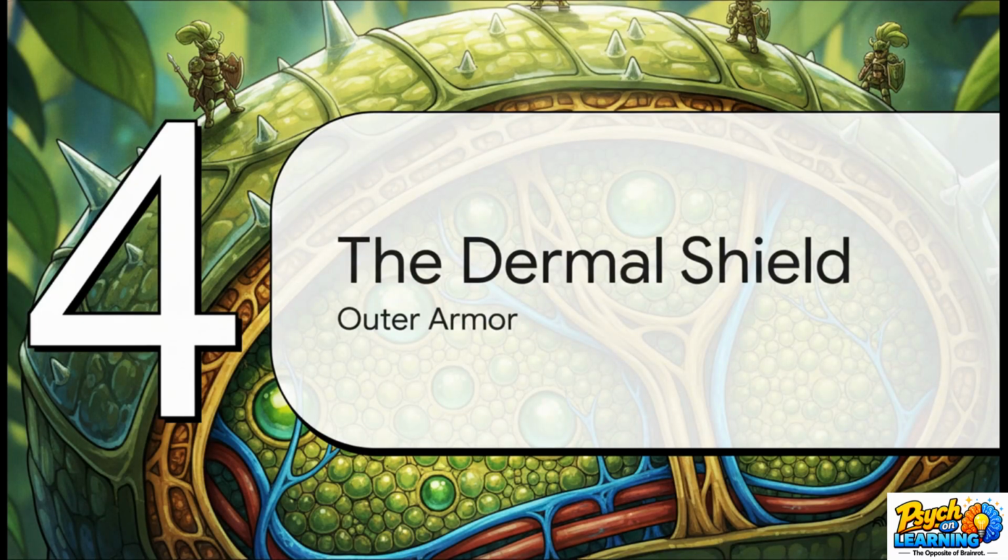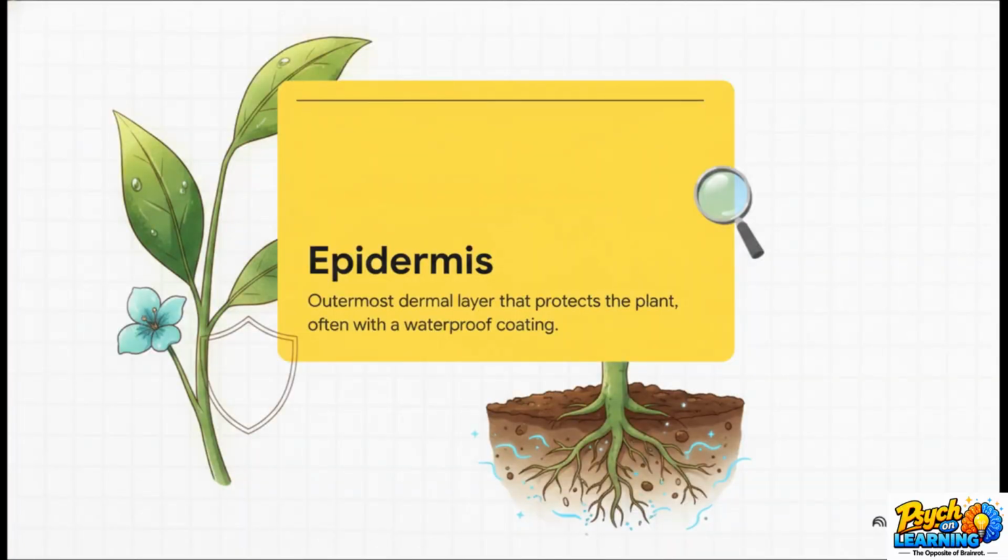Section 4, the dermal shield. Our journey inside the plant officially begins right here on the outer surface of a leaf, bringing us face to face with the plant's armor. This armor is the dermal tissue, most commonly known as the epidermis. The epidermis acts exactly like a protective force field. It forms the very outermost layer of roots, stems, leaves, flowers, and fruits. Its number one job is protection.